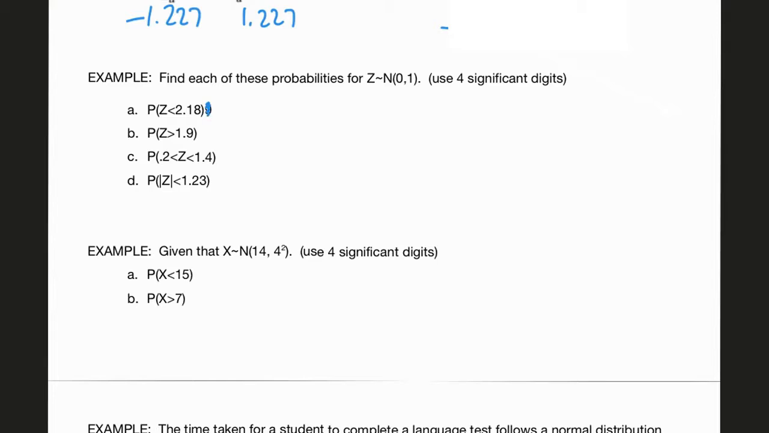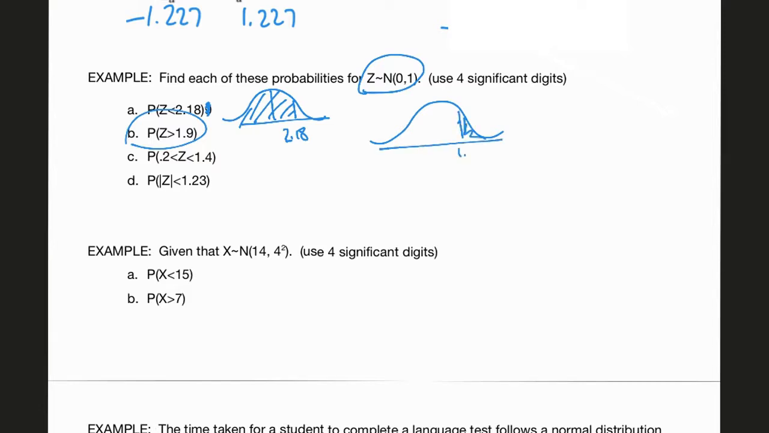Okay, so this one, you could draw some little pictures. Notice this is a standard curve. So for A, what this is asking is, if we are at this location, 2.18, what is the area underneath? And for B, again, here's your normal curve, and we want the area that is greater than the 1.9. For C, again, it's a bad picture, but we want the area in between 0.2 and 1.4.